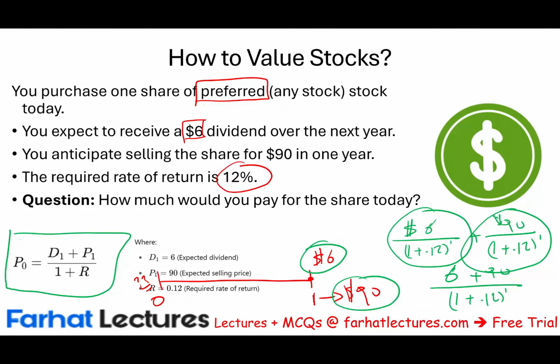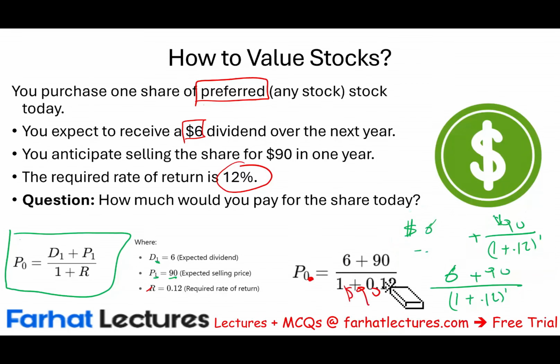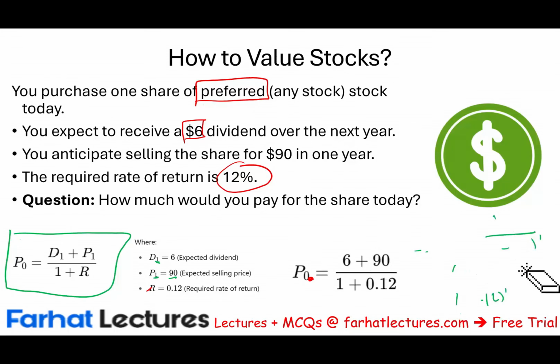Again, here when we say D subscript 1, it means the expected dividend, which is the dividend 1 year from now. The P subscript 1 is the expected selling price 1 year from now, and R is the required rate of return. Therefore, let's go ahead and perform this computation to determine the stock price, because you want to know how much that stock price would be, and to know how much it would be, you'd have to perform the computation.